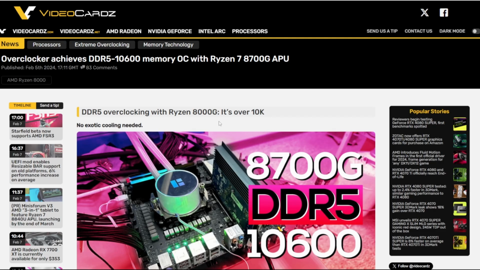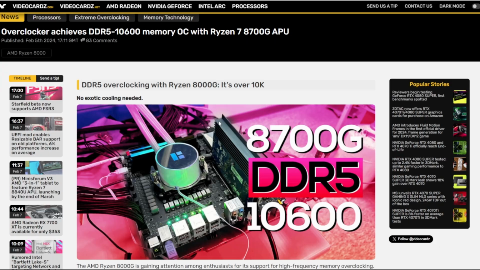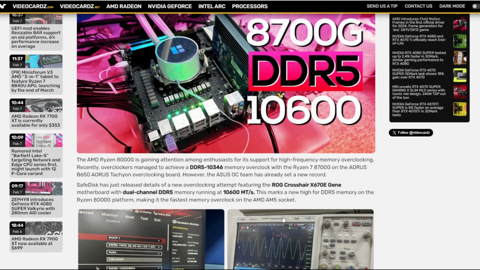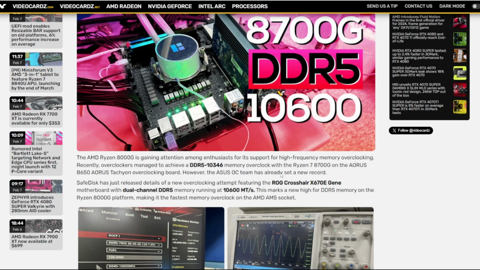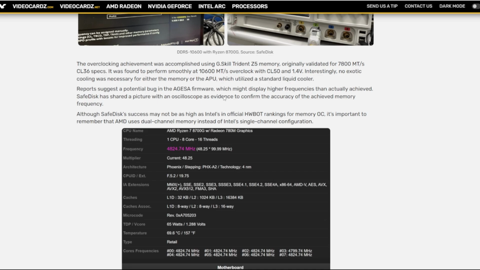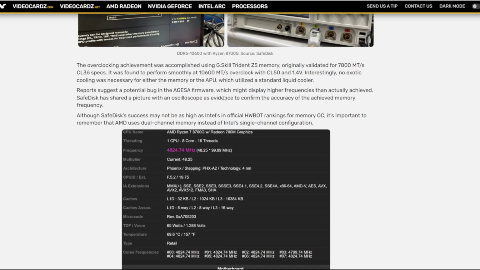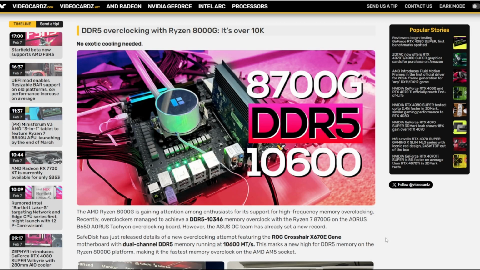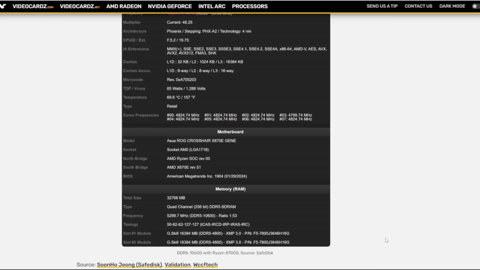Next update is very important to discuss. A community member has overclocked RAM for our APUs to a whopping 10,600 mega transfers per second. Bro, that is insane. The RAM that was used was clocked at 7800 mega transfers. That comes from G.Skill Trident Z5 memory, and they overclocked it to 10,600 mega transfers without using any kind of exotic cooling system. So that is very important. This also tells us how RAM speed is going to evolve in the near future. That is a really important development to know. You can check out more details. The link will be in the description down below.